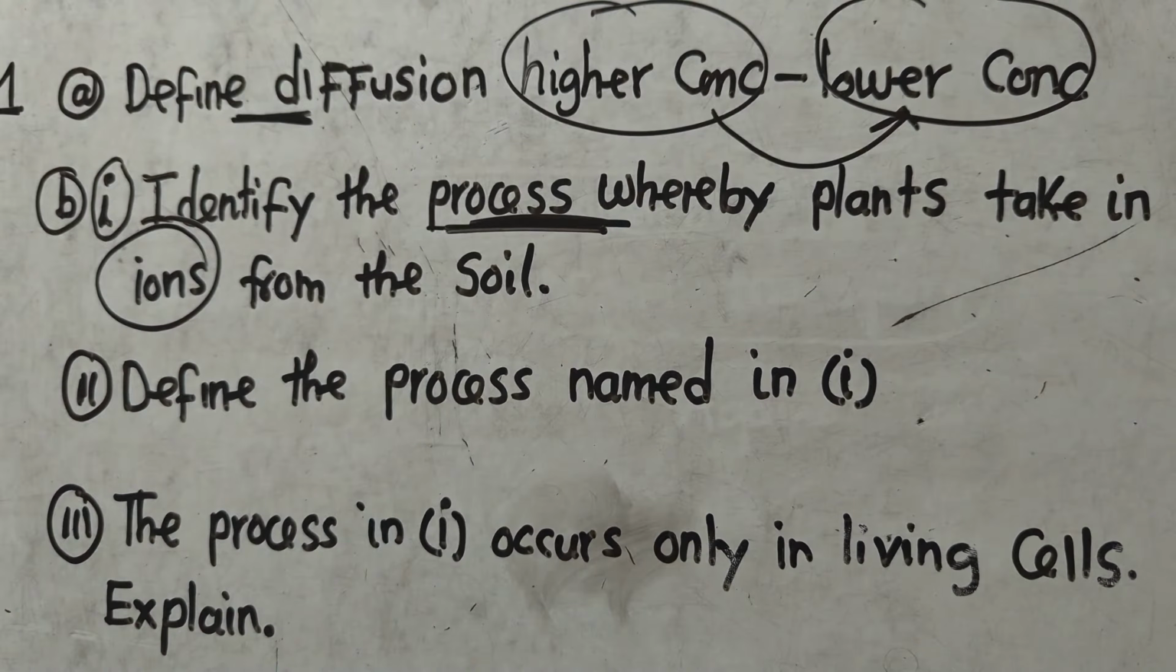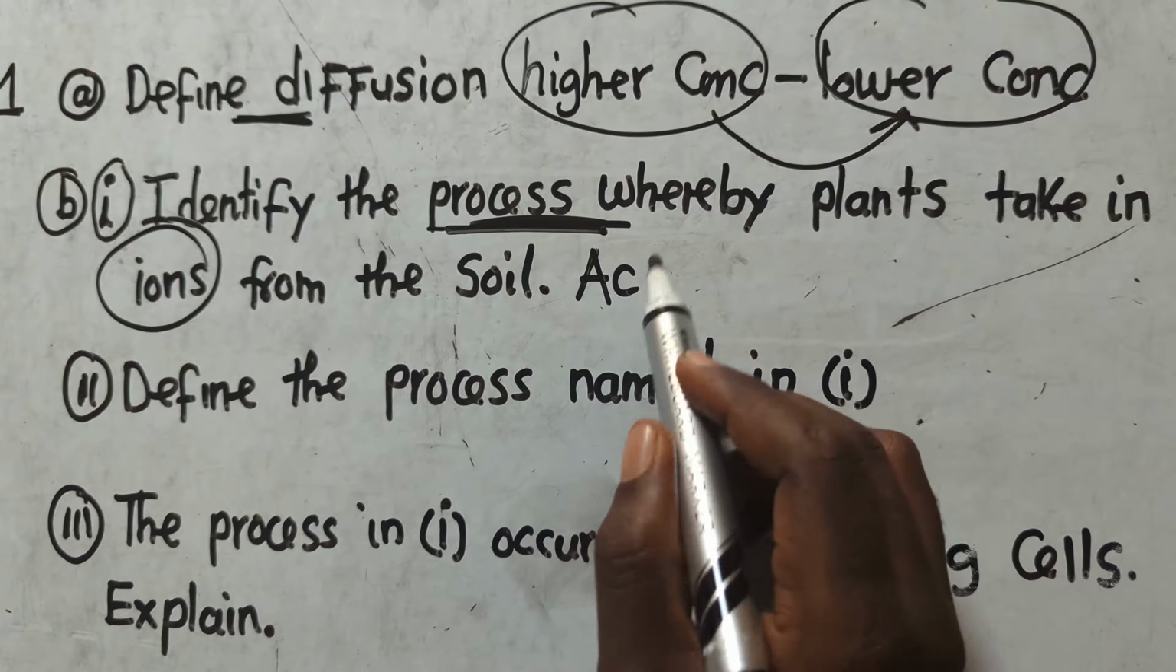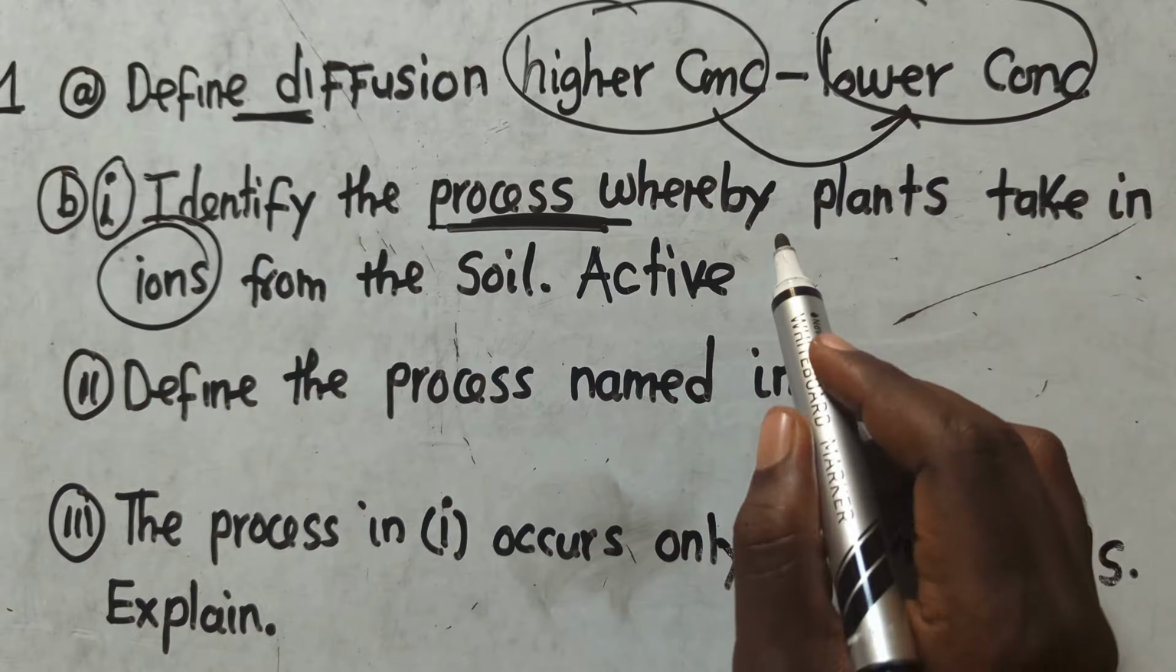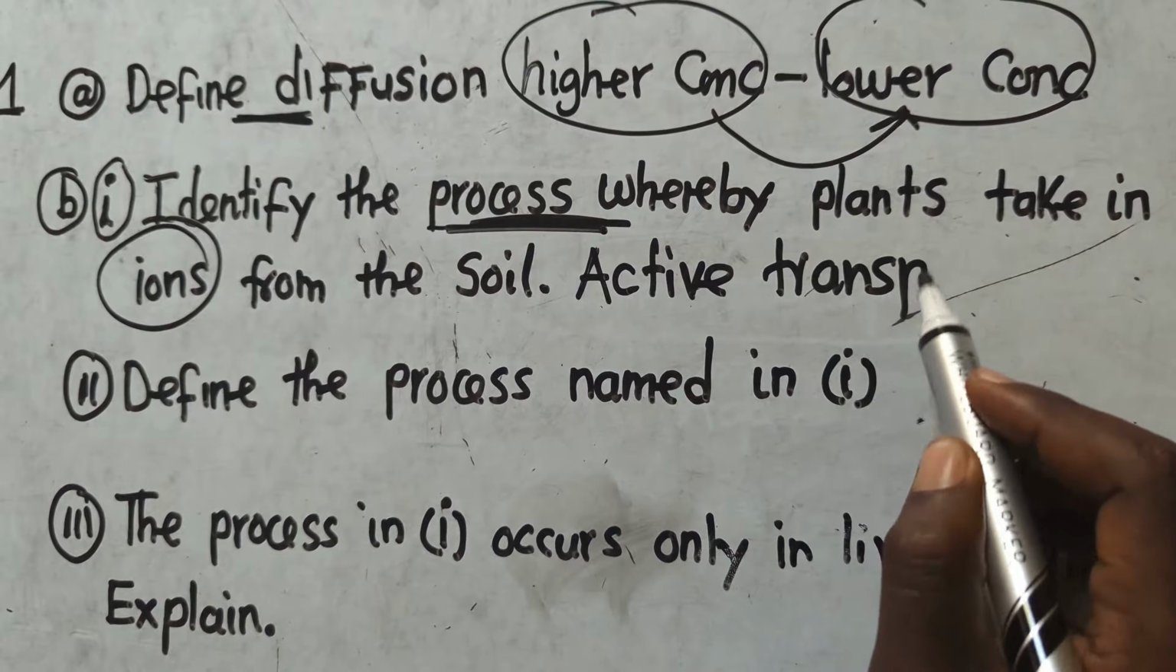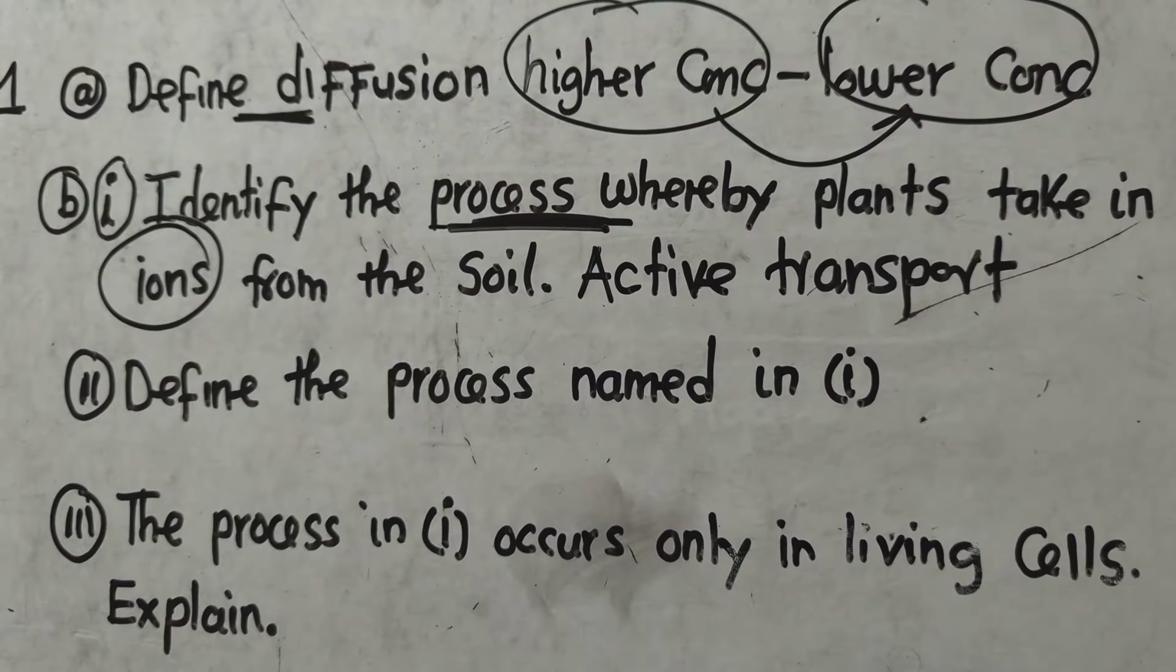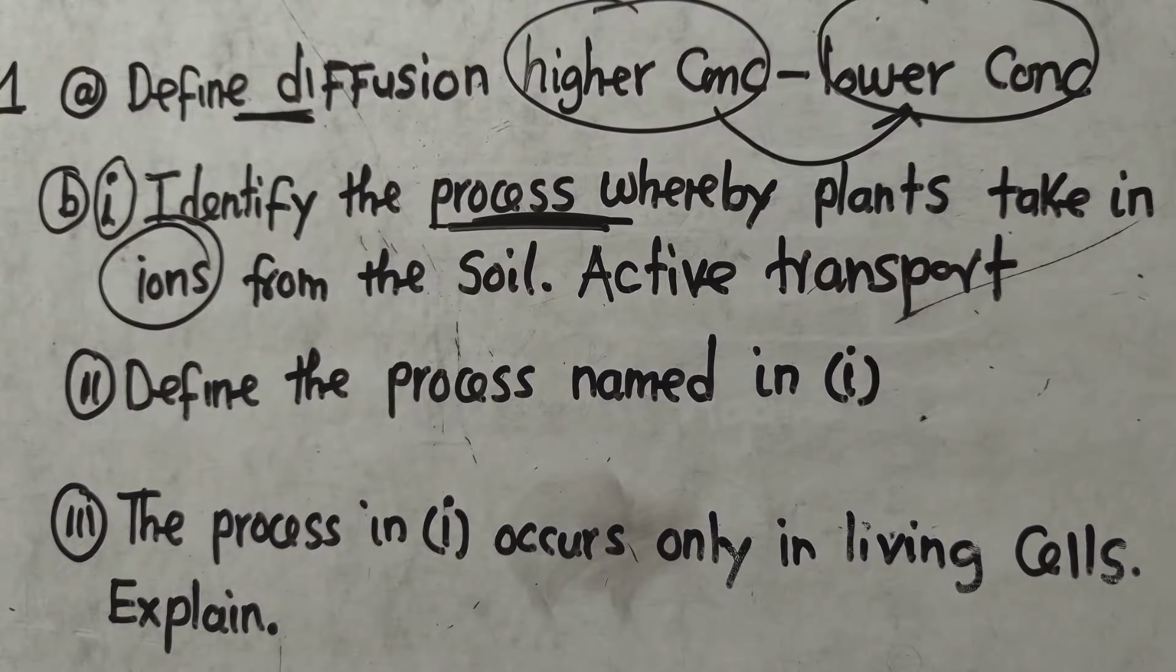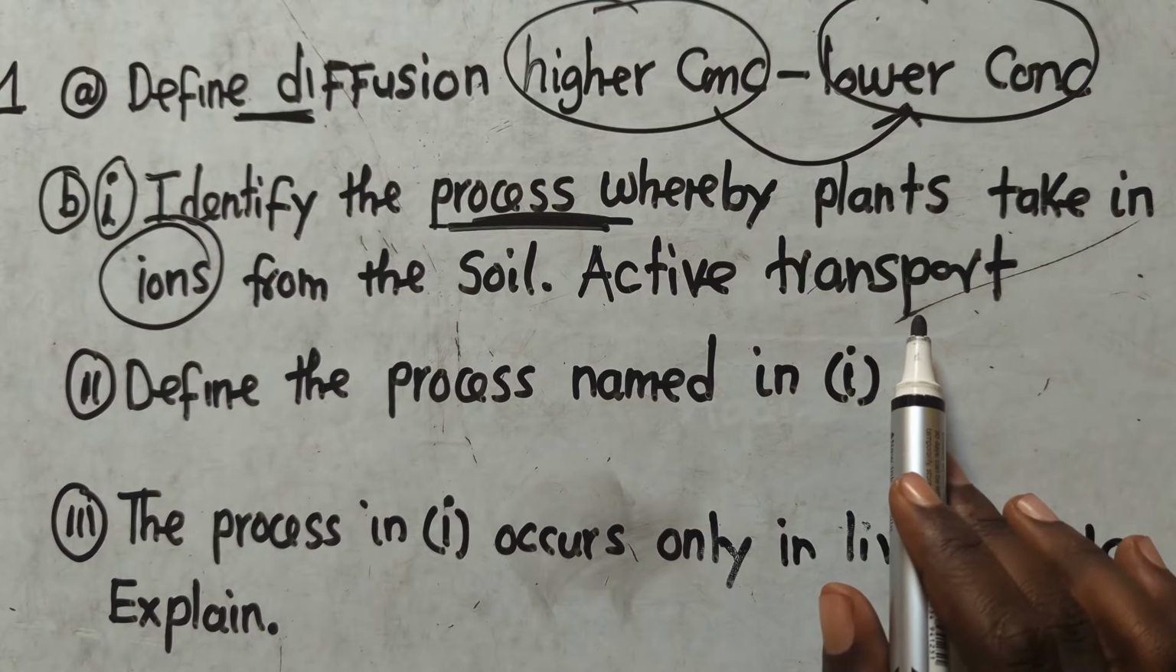That is the process you discover when you water your plants: plants are able to take in those ions from the soil. Have you seen? There is a name given to that process by which a plant will take in ions from the soil. That process is called active transport. This is what you need to understand. It is called active transport. So each time you think of a process by which some ions, some nutrients are taken from the soil, that process is called active transport.